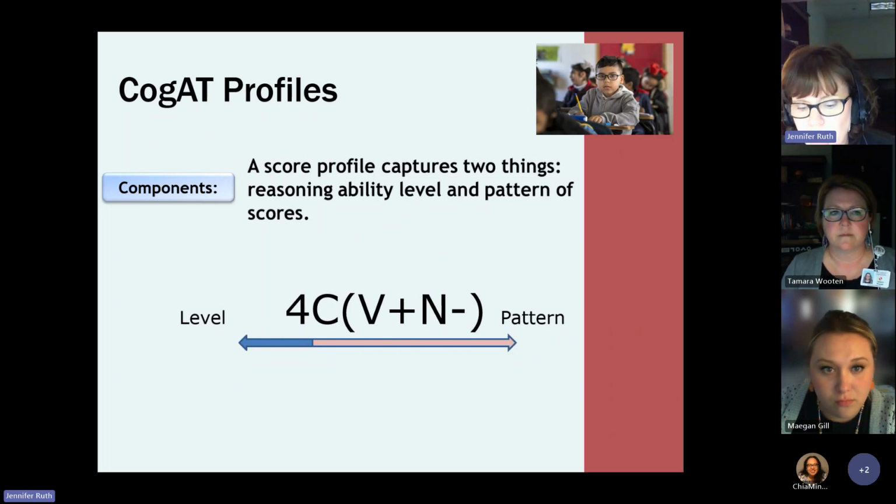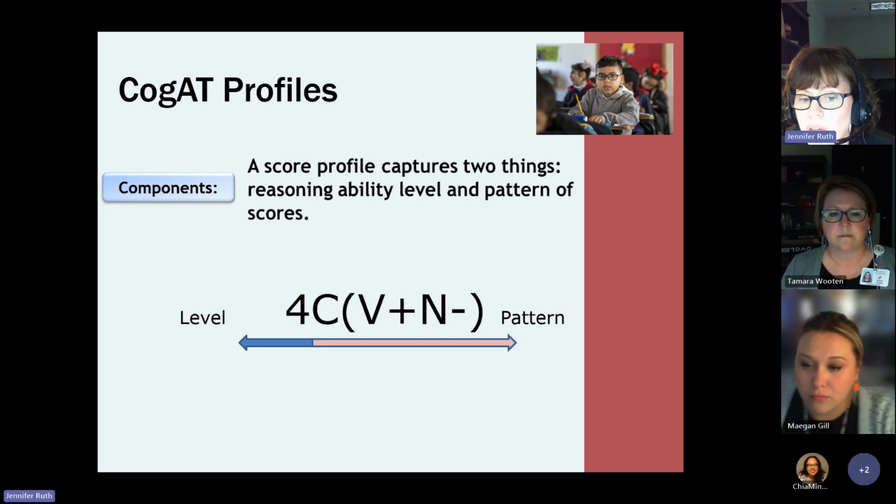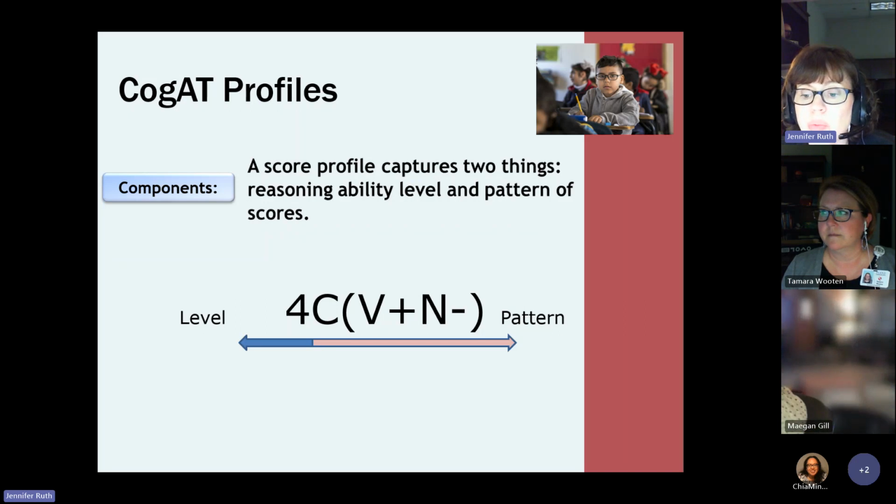So every CogAT profile has two parts. The first part is a number from 1 to 9, and that tells you the student's overall cognitive ability or level. The second part is the pattern, and that pattern tells you how the three scores of verbal, nonverbal, and quantitative relate to each other, and that gives you information about how the student learns best.